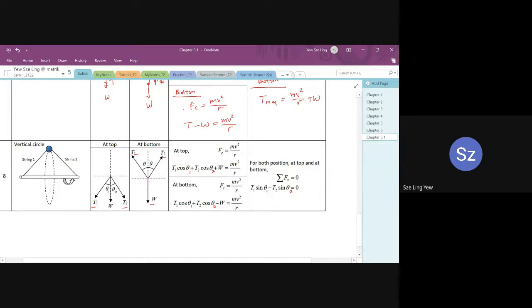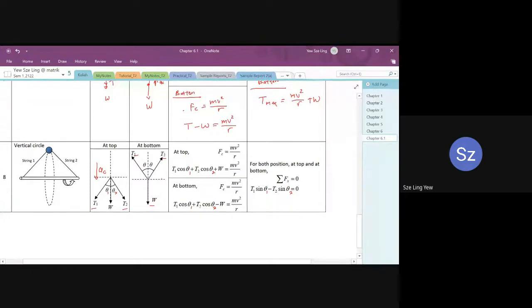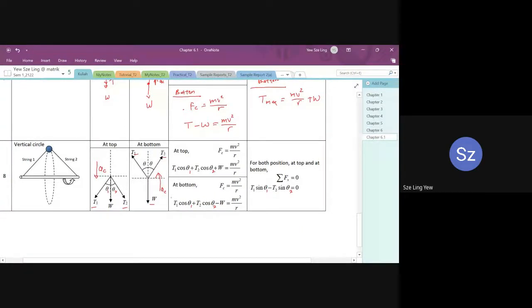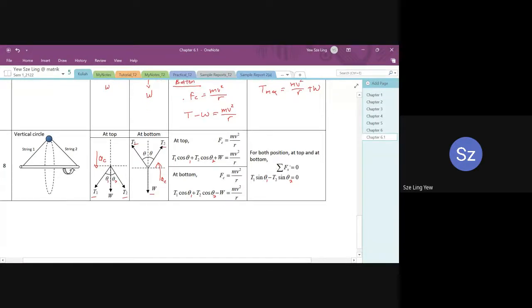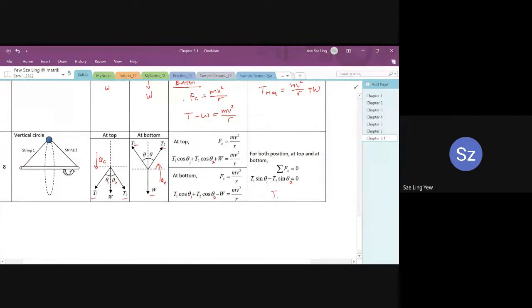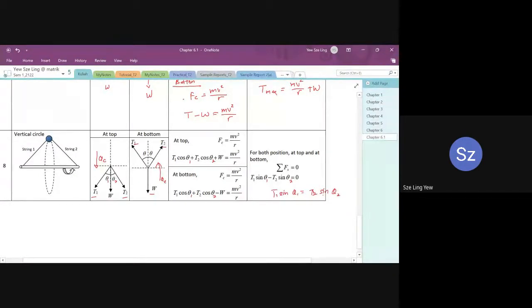Remember the very important thing, the direction of the centripetal acceleration. At the top, AC is going down, therefore you can just add them up. At the bottom, your AC is going up, therefore you use T1 cos theta 1 plus T2 cos theta 2 minus W, because now W is acting as a negative vector. For both positions, at the top and at the bottom, total Fx is equal to 0. Therefore, along the x component, T1 sine theta 1 equals T2 sine theta 2.